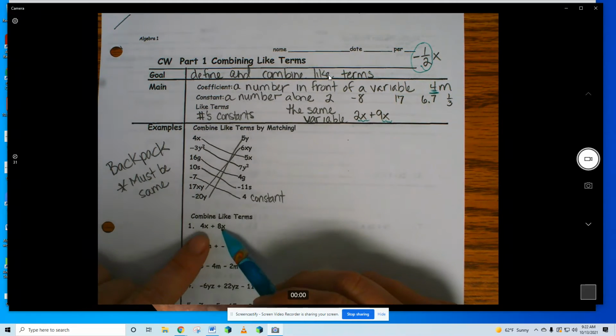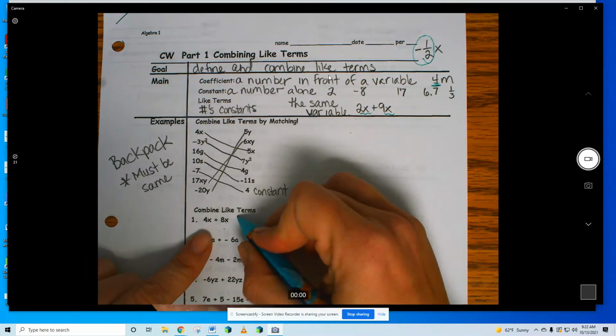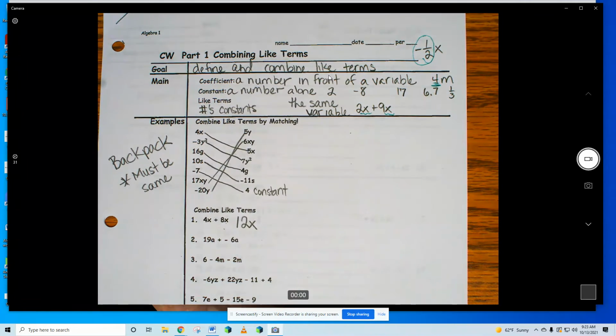So I have 4 people with an X backpack and 8 people with an X backpack. How many people altogether have the X backpack? And so I'm going to put 12X. Am I going to put 12X squared? Did all of a sudden they change into rolly backpack people? Do I put a square there? No. There's 4 of them and there's 8 of them. There's no rolly backpack anywhere. It's on their back. It's just like a Jansport or a Herschel or whatever.